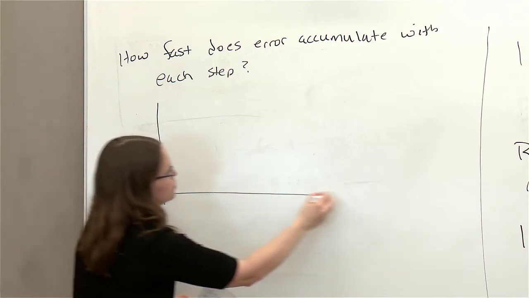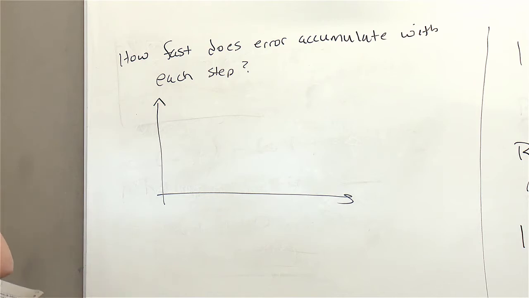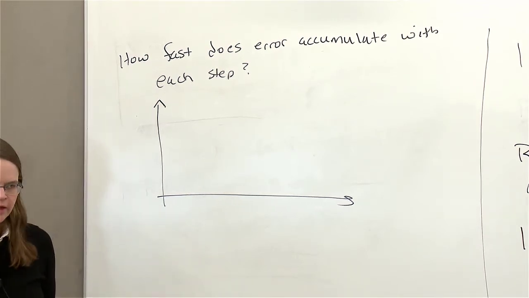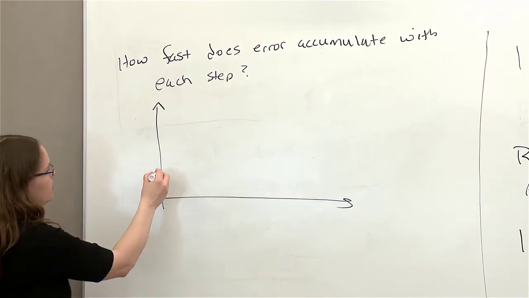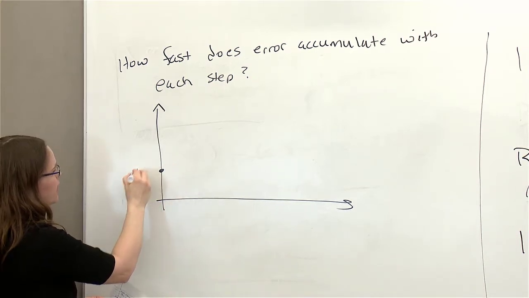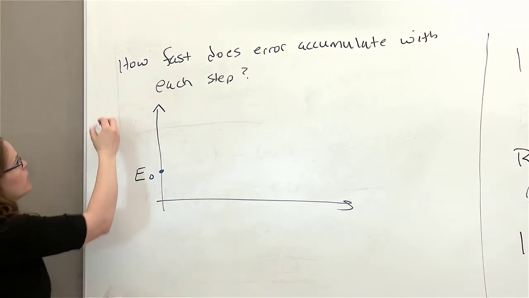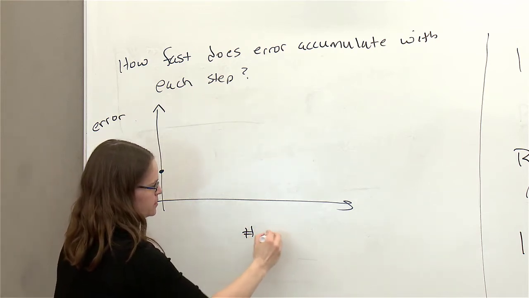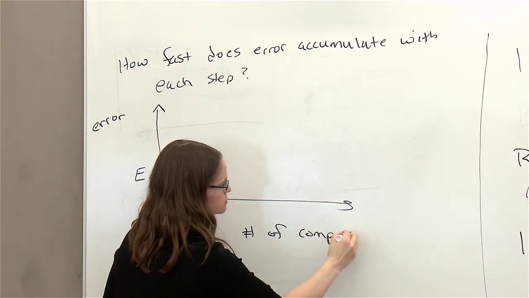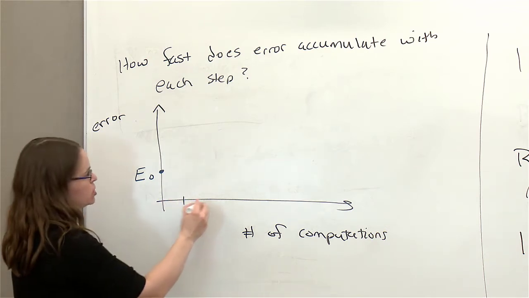Okay, we'll do the picture version of it first. So I start with my input data, and my input data is not coming in exact because there have been measurement errors or rounding errors because I have only finite precision, or whatever. So there's some initial error in my data before I've done any computations at all. This axis is going to plot error. This axis is going to plot the number of computations.